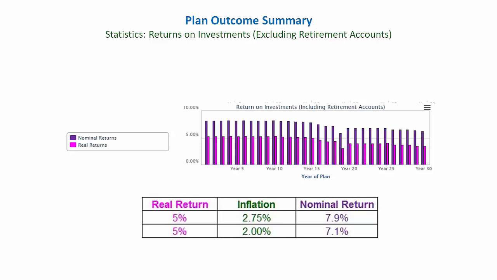As an example, if you wanted a real return of 5% and the inflation rate was 2.75%, the nominal return would be 7.9%. Inflation will vary from year to year. However, Financial Mappers must use one average inflation rate for the whole time period. Using your real return as a benchmark is a very good policy.